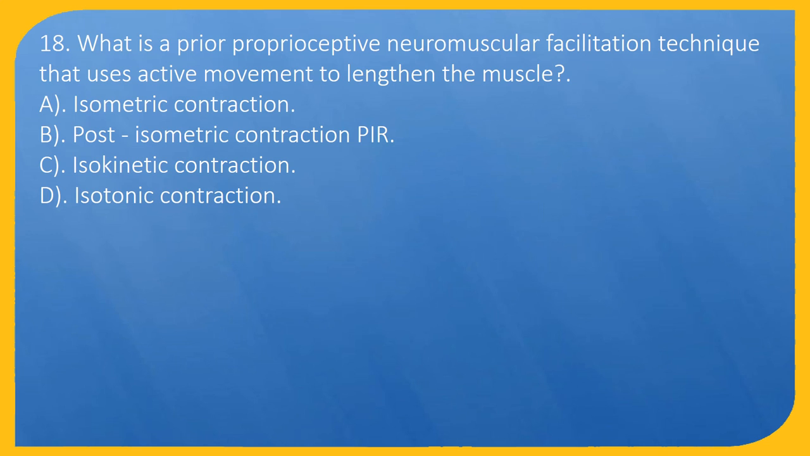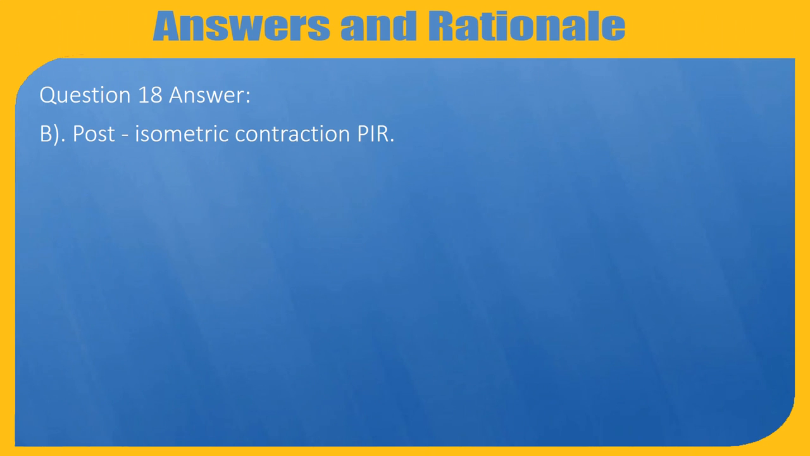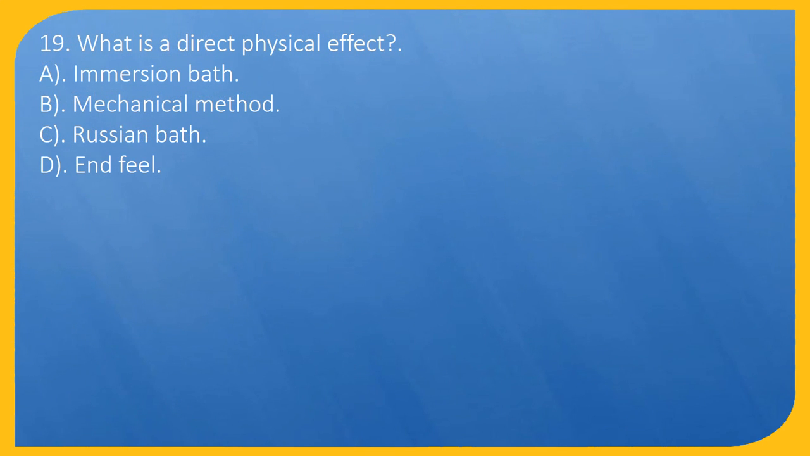Question 18. What is a PNF technique that uses active movement to lengthen the muscle? A. Isometric contraction. B. Post-isometric contraction PIR. C. Isokinetic contraction. D. Isotonic contraction. Question 18. Answer B. Post-isometric contraction PIR.